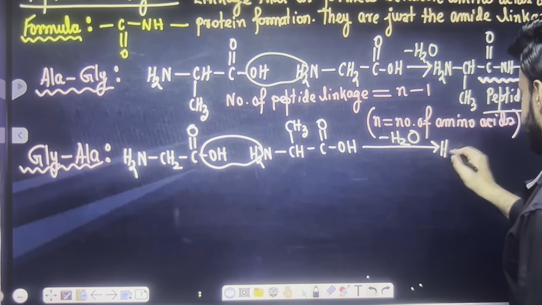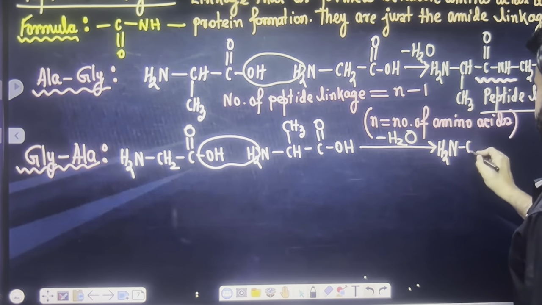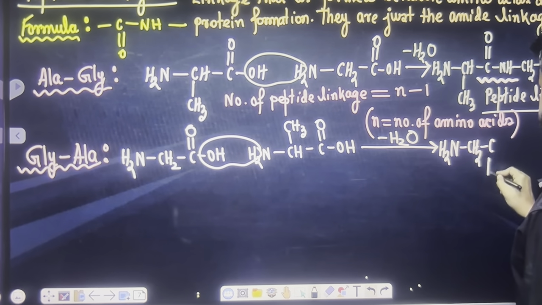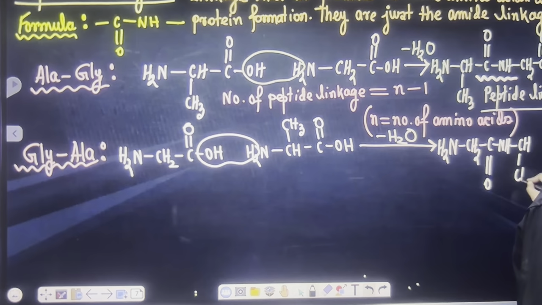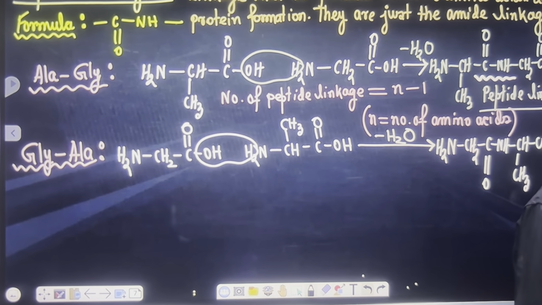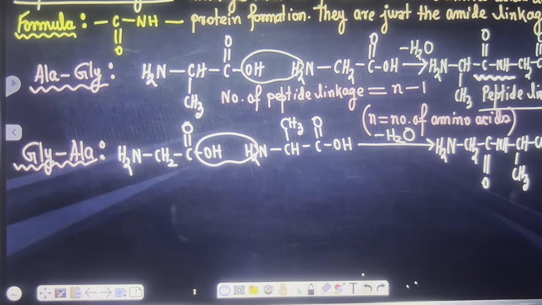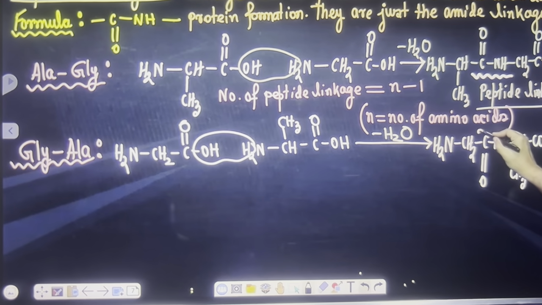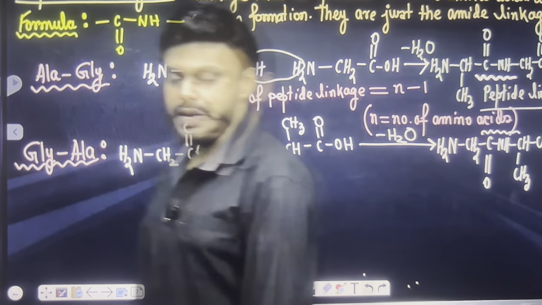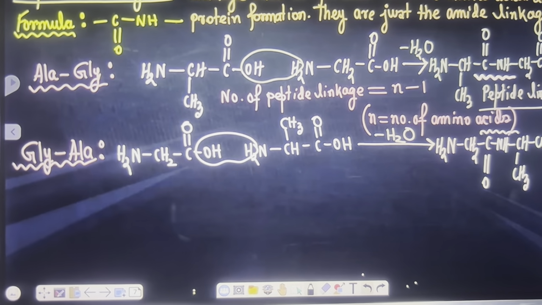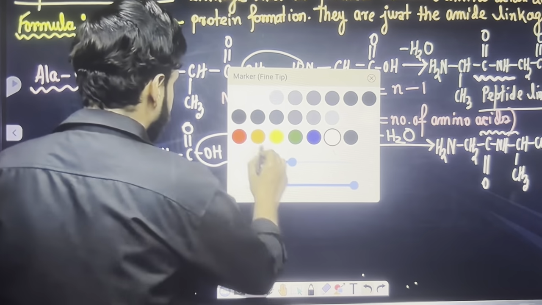So what is left? This will be NH2, this will be CH2, this will be CO, then NH, then CH, CH3, and then COOH. This is the formation of glyala. And where is the peptide linkage? This is the peptide linkage. It is a dipeptide, but the number of peptide linkages is just one.